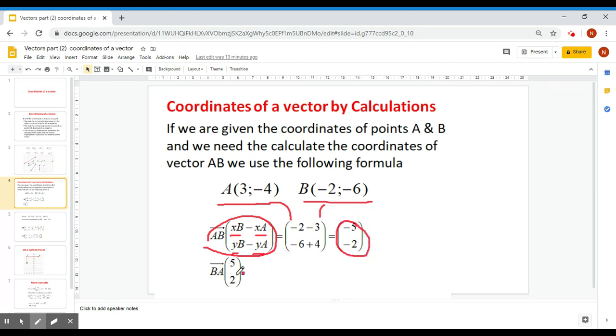Now, if I want to find the coordinates of BA, which is the opposite vector of AB, I take the opposite of the abscissa and the opposite of the ordinate, and hence the coordinates of BA are 5, 2.